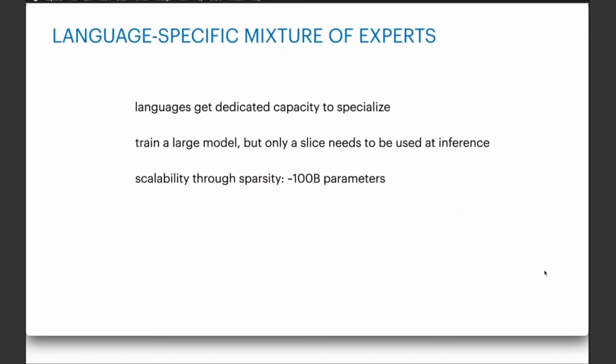Going over the benefits, languages get dedicated capacity to specialize. We train a large model, but only one slice needs to be used at inference. And this has substantial benefits for actual scalability because it's sparse. So you can easily scale it to something like 100 billion parameters, which at the time I made this deck was pretty impressive. But now, with all of these new models, it's actually not that large.